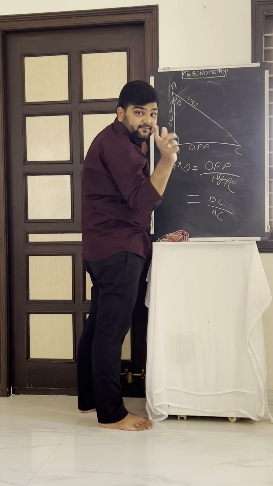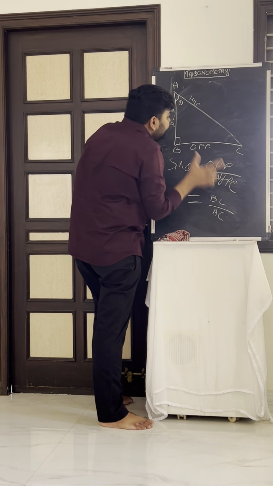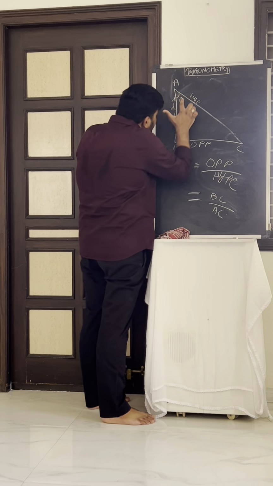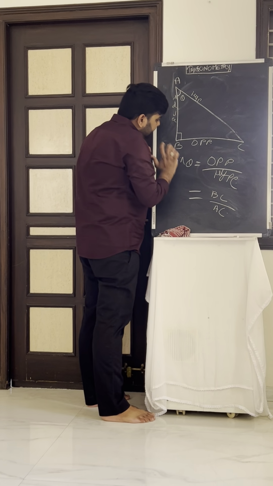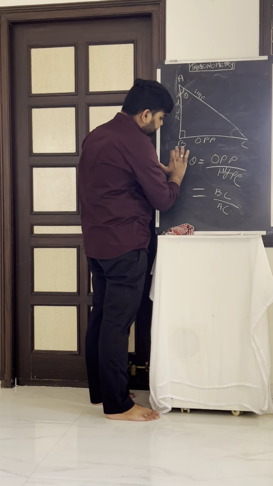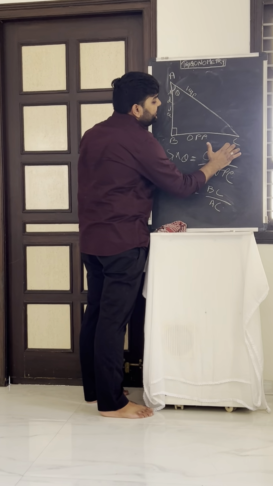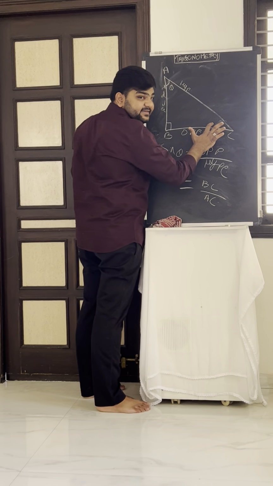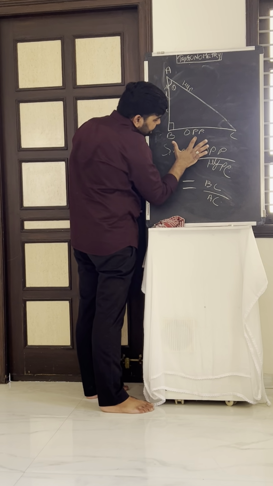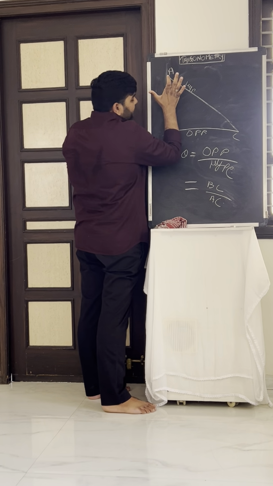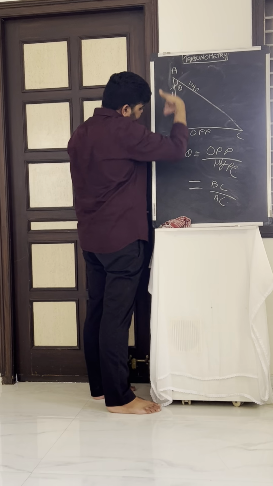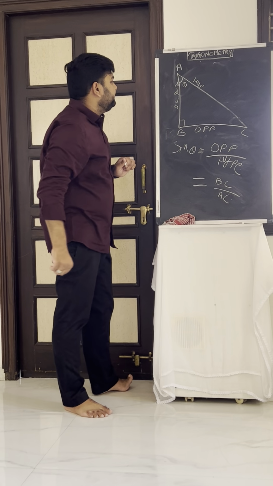If they have given the value of this theta, then your opposite side will be this one. If they have given the value of this theta, your opposite side will be this and your adjacent side will be this. And if they have given the value of this theta, your opposite side will be BC and adjacent side will be AB.